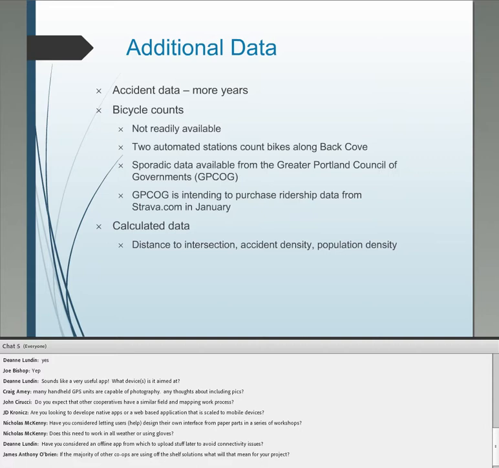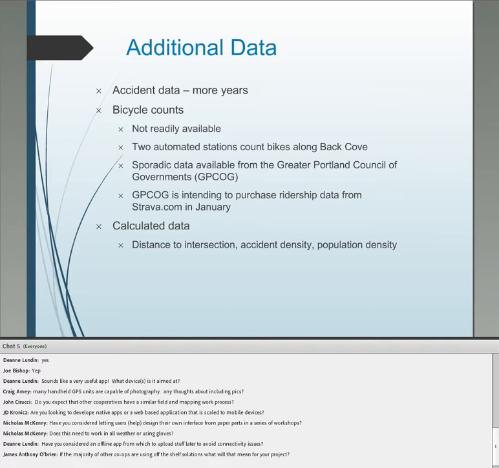The other key piece is bicycle ridership data. We want to know how many people are actually riding their bikes on these roads. Having those counts will let me compare the number of cyclists relative to the number of cars, which I think could add a lot of depth to the analysis. There are two automated stations that count bicycles along the Back Cove Trail, but I haven't actually been able to get those data yet. But I would really like to see bicycle counts on the actual roads with the cars.